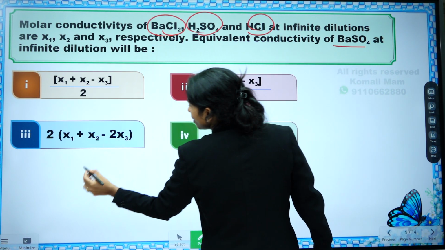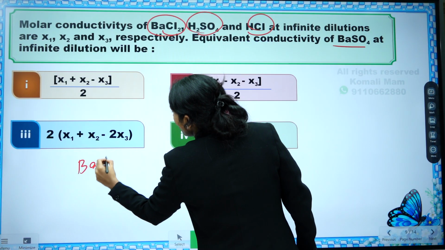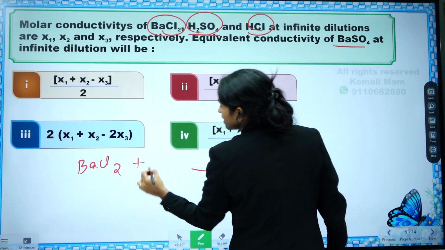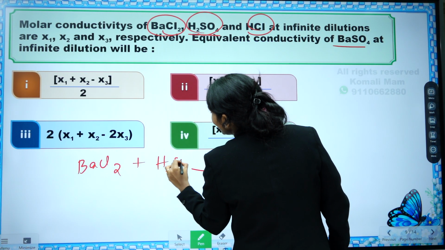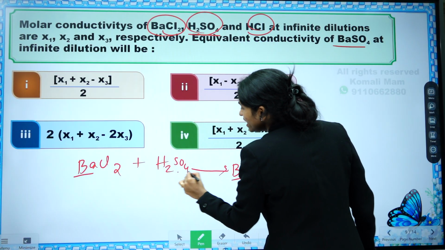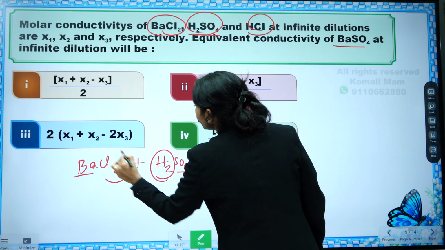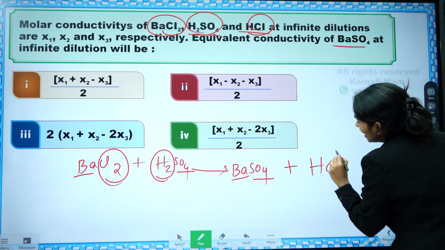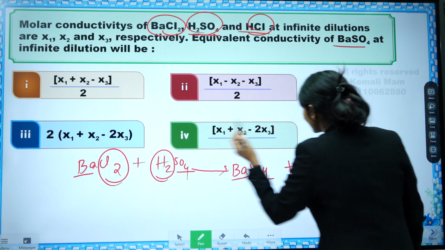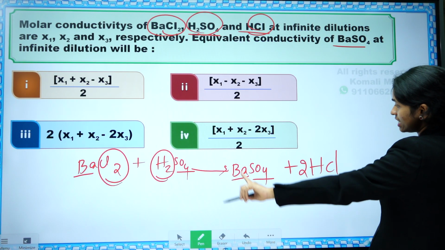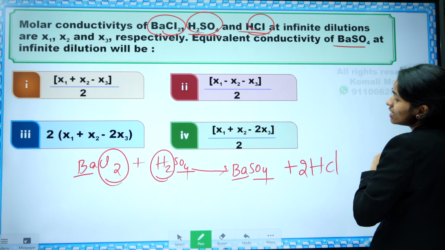If they are asking barium sulfate, what are the ions present? Barium. So take barium chloride plus. Next one is sulfate. Where is sulfate present? H2SO4. Take it. Then plus, we want only barium, we want only sulfate. We don't want H2, we don't want Cl2. So HCl, which you don't want, write this side. But here 2 chlorines are there, here only 1 chlorine, put a 2. And remaining everything is balanced, check it out, everything is balanced.